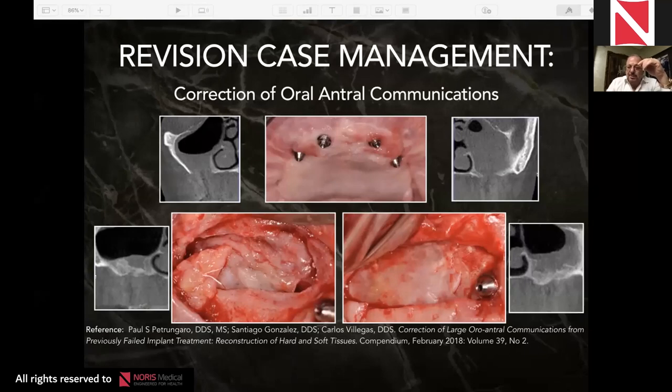And you see here, I believe this is a year and a half follow-up. And in some of these cases, they were even able to go back in and have additional bone grafting done and then implants in the posterior. So this is something that we see in these types of cases.